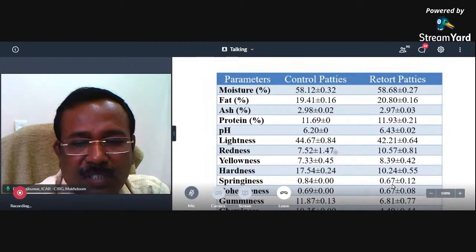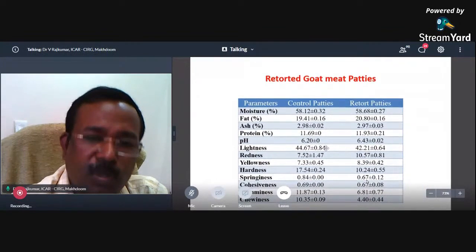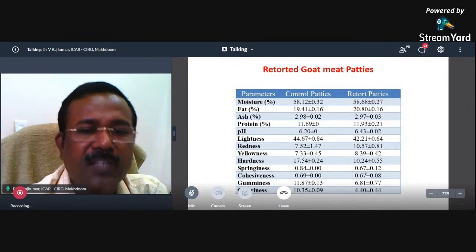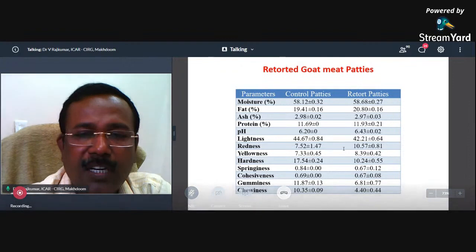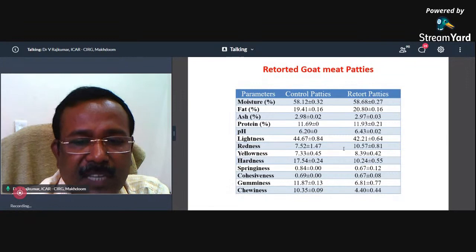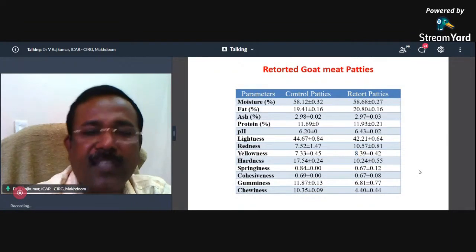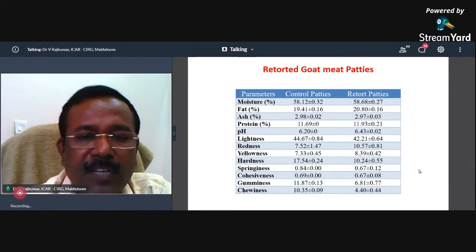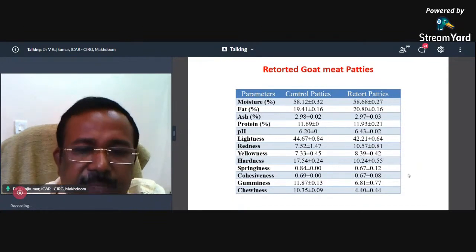So this is for the goat meat patties we have worked on, a dry product, and goat meat nuggets, also a dry product, which we can now preserve under retort post processing technology. The hardness values and these things are slightly under control, where we can have the data here. From this data we can observe that the product is holding up after processing. Next.